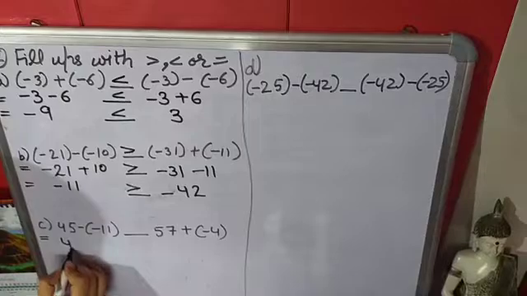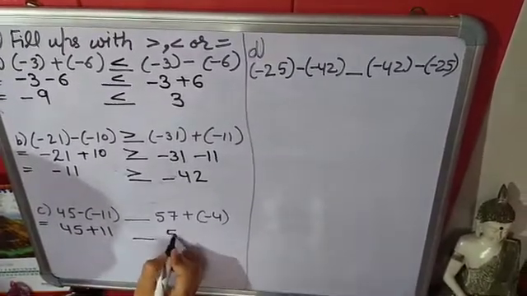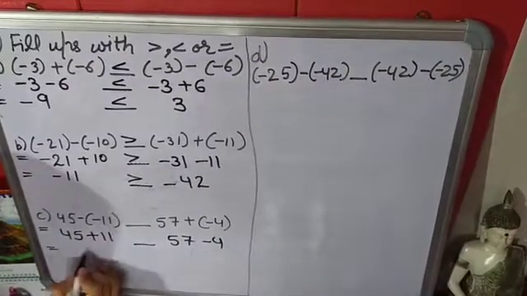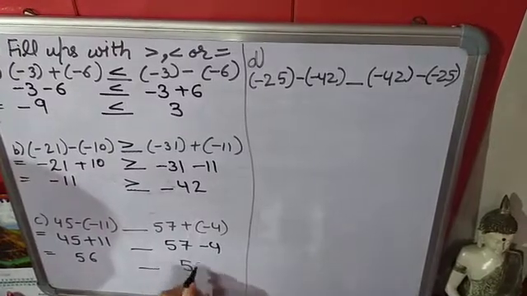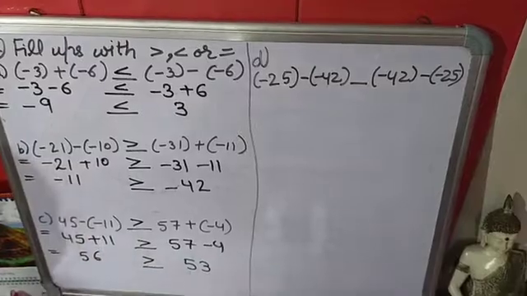Next question, again open the bracket, minus minus plus, plus minus minus, add it, it will be 56 and it will be 53. Both are positive and 56 is greater than 53.